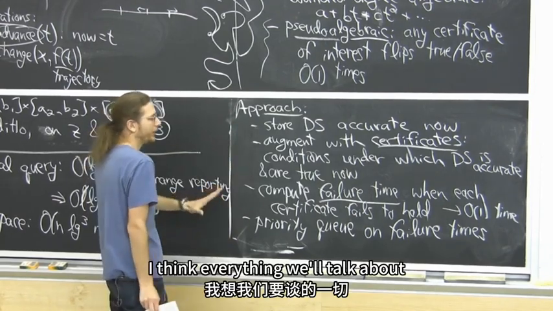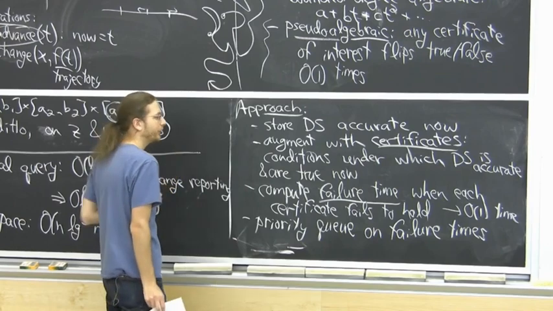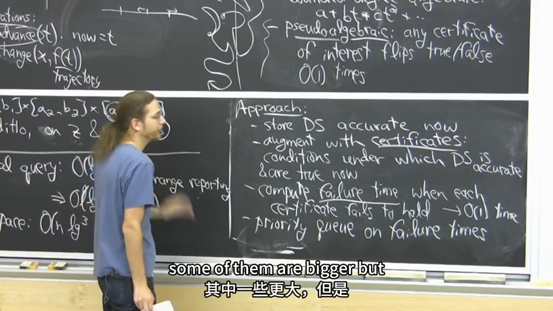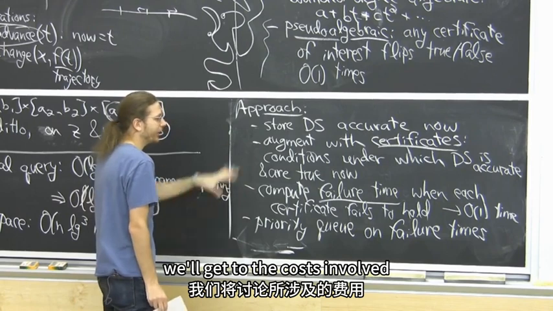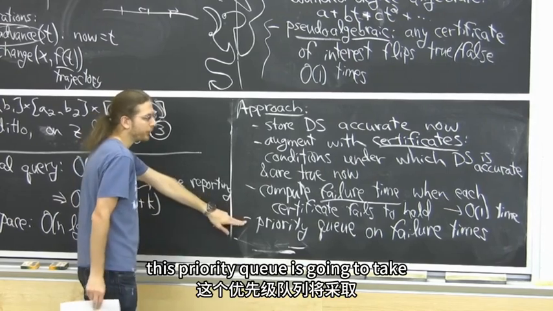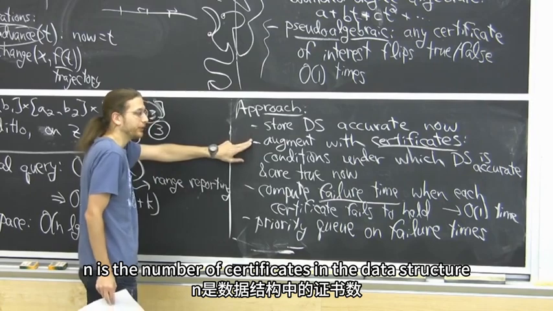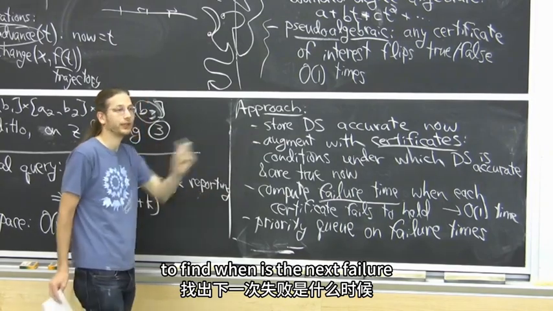But I think everything we'll talk about, and pretty much every certificate out there, is sort of a constant size thing. Some of them are bigger, but we'll get to the costs involved. Maybe we won't worry about time too much. This priority queue is going to take log n time, where n is the number of certificates in the data structure, to find when is the next failure.